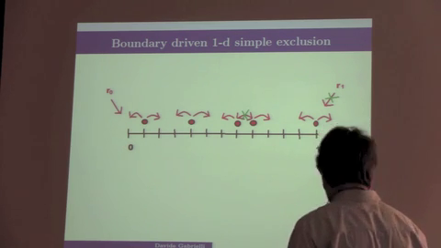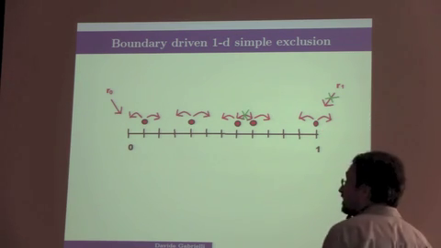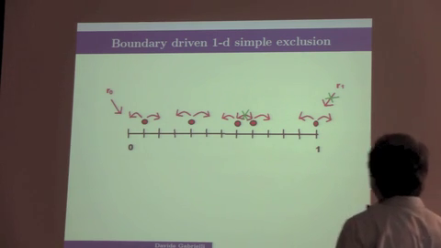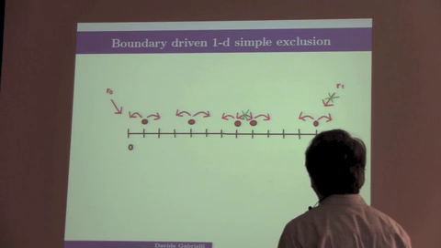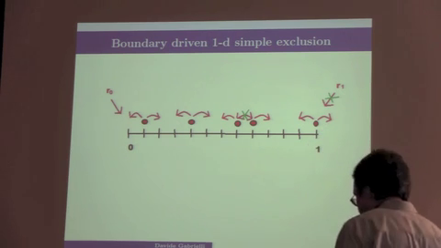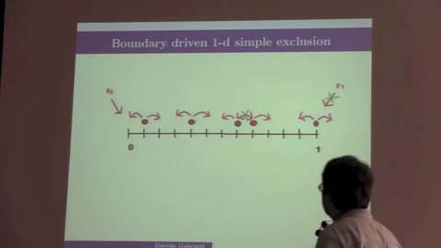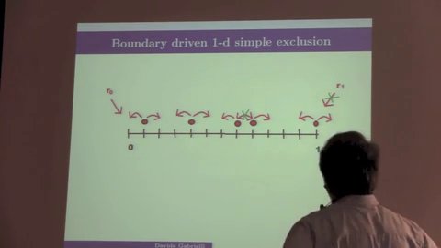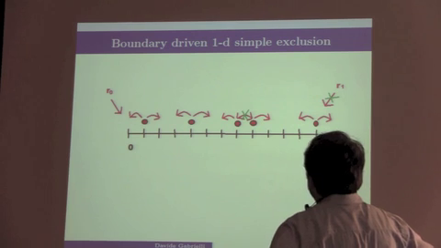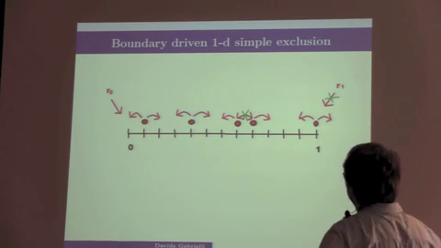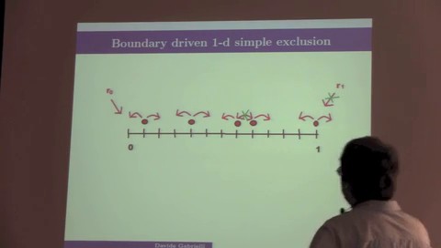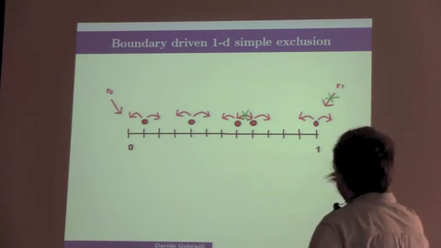Another exactly solvable variational problem that we get from non-equilibrium statistical mechanics comes out from the study of stochastic interacting particle systems. This is a special stochastic interacting particle system that is called the boundary-driven one-dimensional simple exclusion process. So there is a lattice.